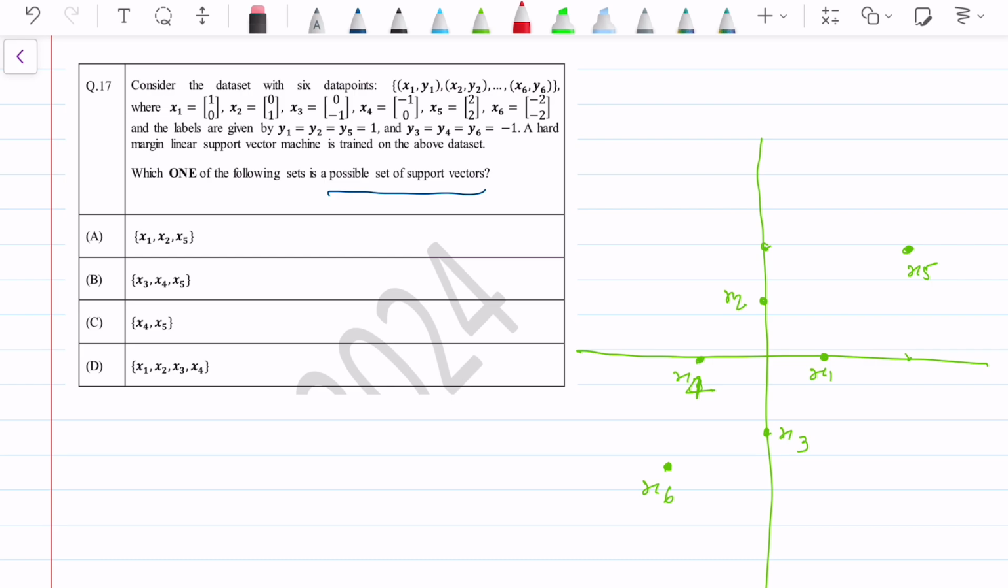These points y1, y2, and y5 are labeled 1, so this point is 1, this point is 1, and this point is 1. And y4, y3, and y6 are -1. These points are not true, these are -1. But you get the point, right? These are -1.